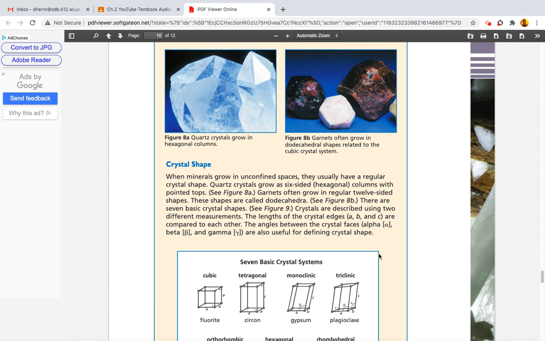Let me scroll up a little bit. Okay, so they're talking about quartz now. Garnets often grow in regular 12-sided shapes. These shapes are called dodecahedra. Okay, right here.